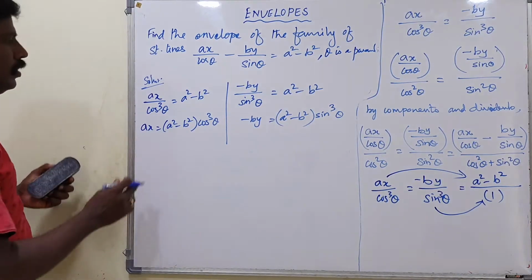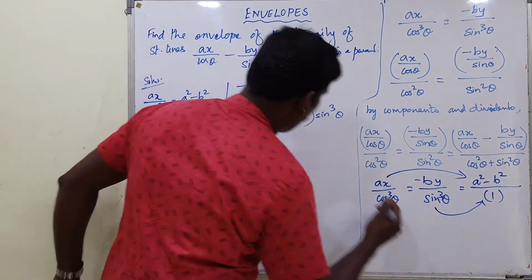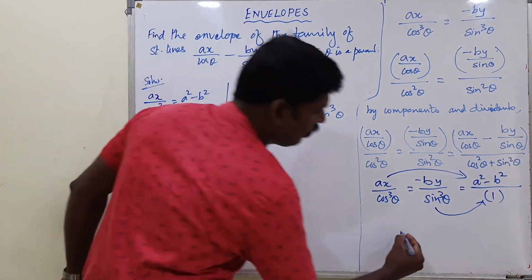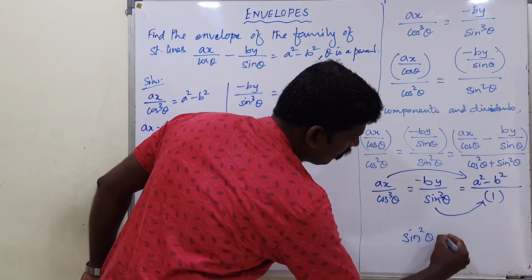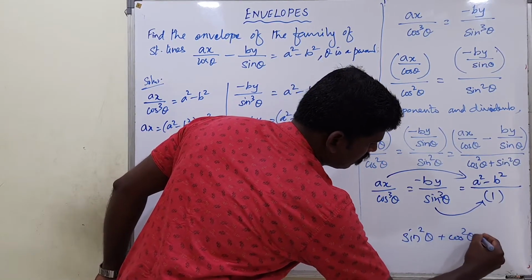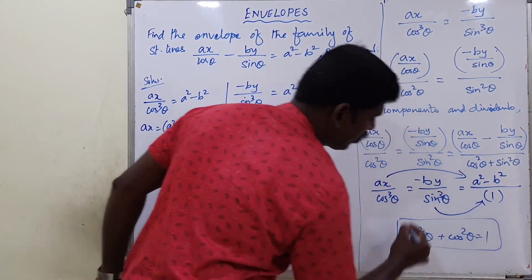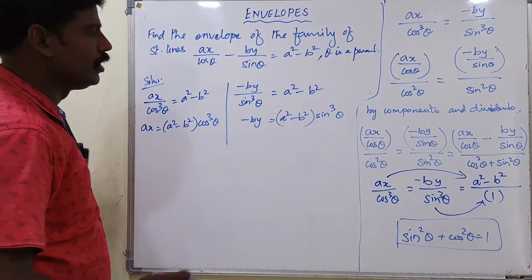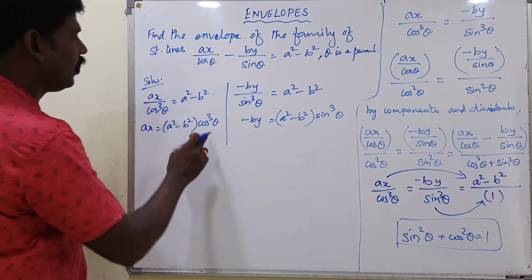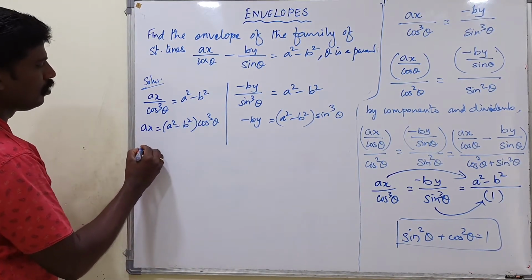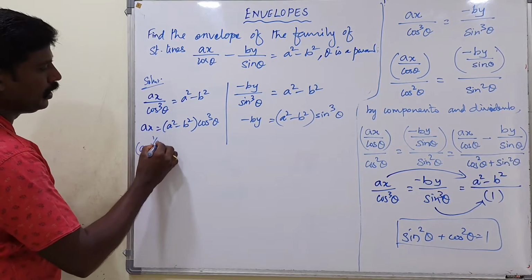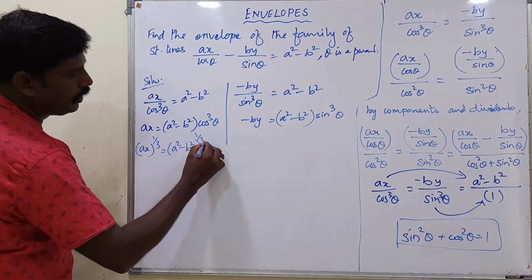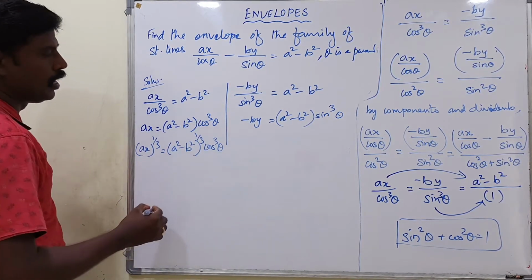Okay, right. Now, how to eliminate this theta from these two equations? We have an easy formula: sin square theta plus cos square theta equal to 1, isn't it? Using this trigonometric identity, I am going to eliminate cos cube theta and sin cube theta from these two equations. How can you find it? Taking cube root on both sides, ax to the power 1 by 3 is equal to a square minus b square to the power 1 by 3 into cos theta.